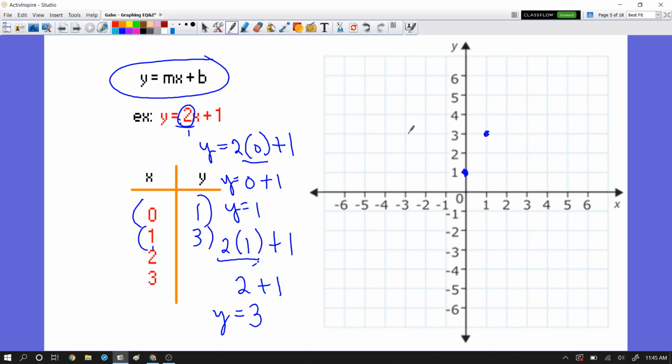So just to continue this process of substituting numbers in, 2 times 2 is 4 plus 1 is 5. And look, you can see this is increasing by 2 as well. And then 2 times 3 is 6 plus 1 is 7.